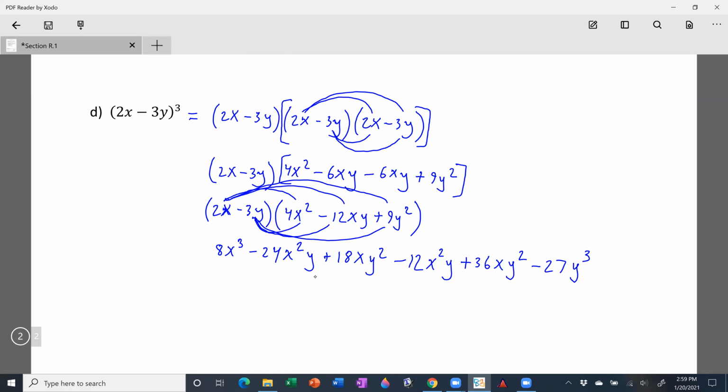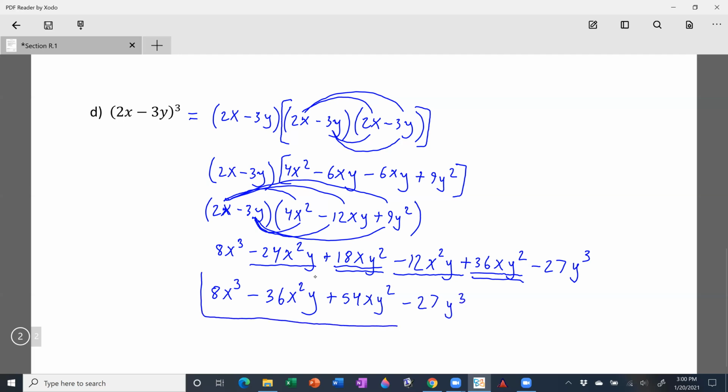Okay, I'm going to go through and see if there's any like terms, and it looks like the 8x cubed is going to be by itself. Remember, for like terms, it needs to be the exact variables with the exact exponents. So let's see, negative 24x squared y, and we also have negative 12x squared y. Those are the same variables with the same exponents, so those can combine as negative 36x squared y. And then similarly, 18xy squared with 36xy squared, those are the exact same variables to the exact same powers. So those can combine as the 18 plus the 36 for plus 54xy squared. And then there's that minus 27y cubed.